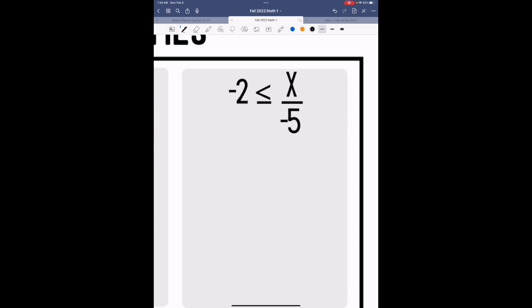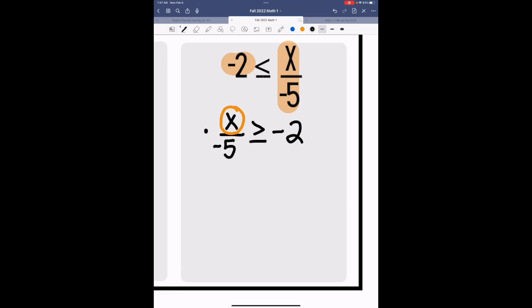All right, so again, if I want to flip this, that's fine. I just need to make sure that this flips and opens up to this piece. So this becomes x divided by negative 5 is now going to be greater than or equal to negative 2. All right, so we're going to solve for x. So remember, we're dividing by negative 5, so we're going to multiply by negative 5.